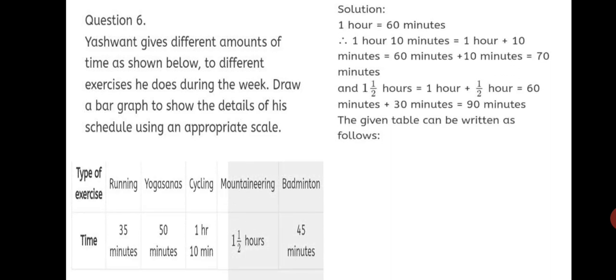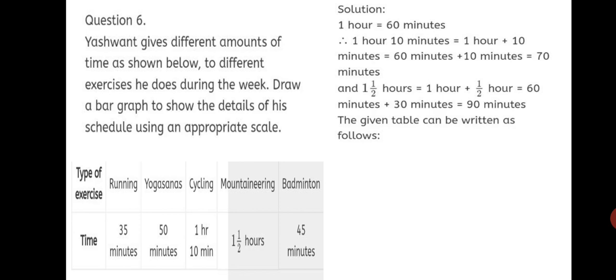Let's see the working first. 1 hour is equal to 60 minutes. Therefore 1 hour 10 minutes makes 60 plus 10, 70 minutes. 1.5 hour is equal to 1 hour plus half hour, that is 60 plus 30 gives 90 minutes.